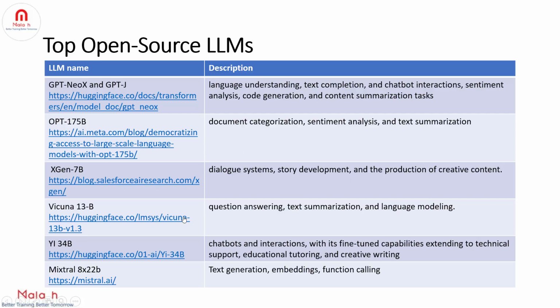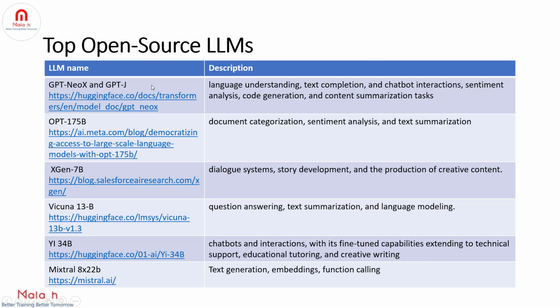So depending on your requirement, you have to choose the model. Here I have listed the top open source LLMs, right? And the next one is Vicuna, this is best used for question answering, text summarization, and language modeling. And Yi 34B, this is used for chatbots and interactions, with its fine-tuned capabilities extending to technical support, educational tutoring, and creative writing as well. And Mixtral, this is also one of the open source models, and this is best used for text generation, embeddings, and function calling, right? So these are some of the top open source large language models that we have.